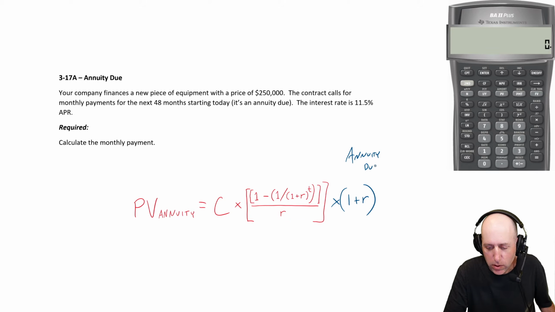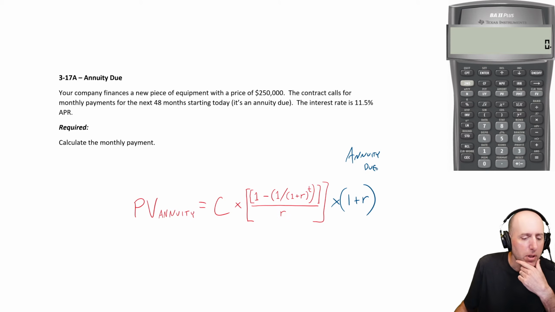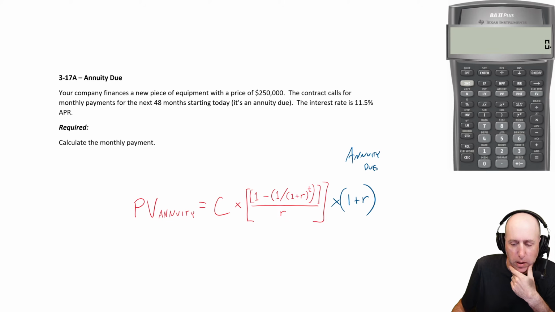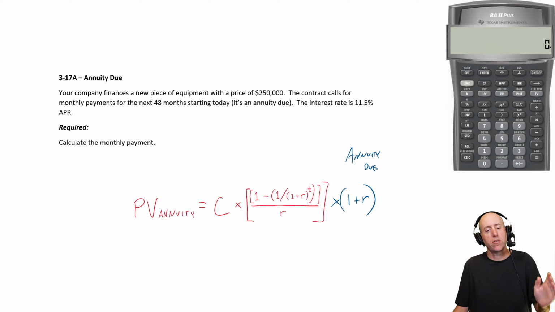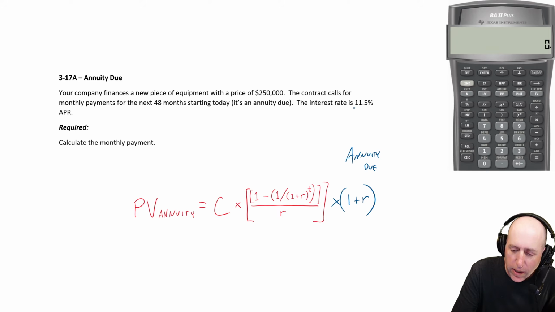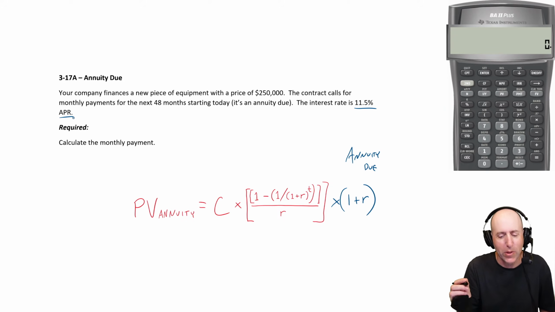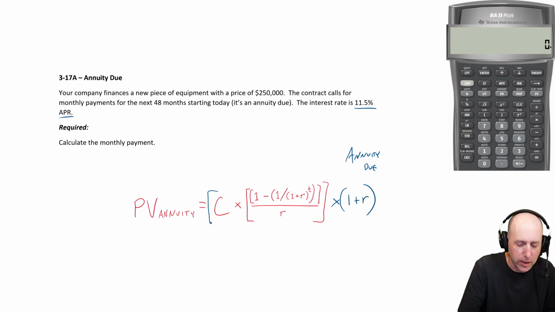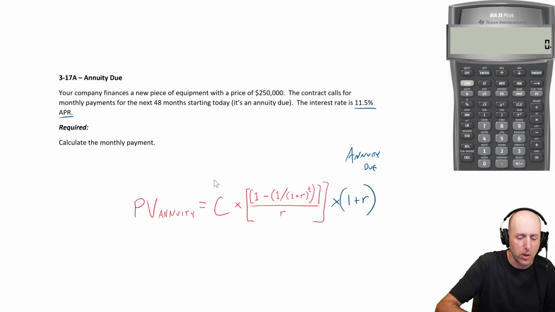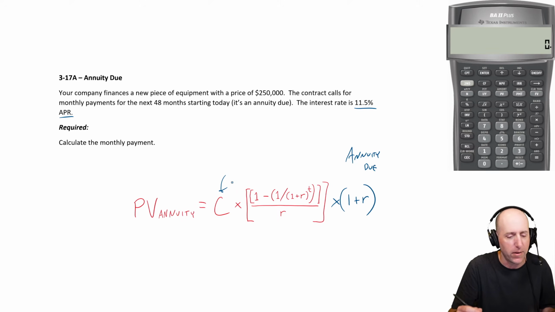Annuity due. So let's solve. Your company finances a new piece of equipment with a price of $250,000. The contract calls for monthly payments for the next 48 months, starting today. It's an annuity due. The interest rate is 11.5% APR. Calculate the monthly payment. Okay, so we're quoted an APR interest rate, so we've got a bit of work to do. And we're solving here for C, the payment amount.